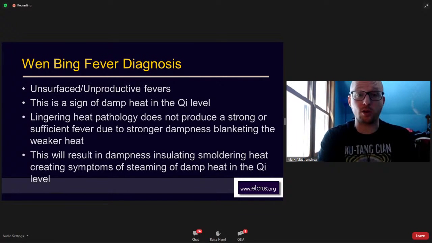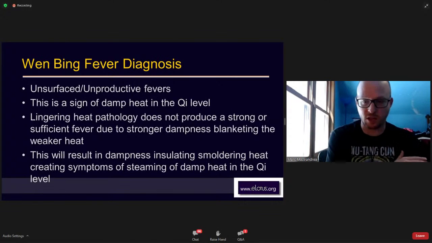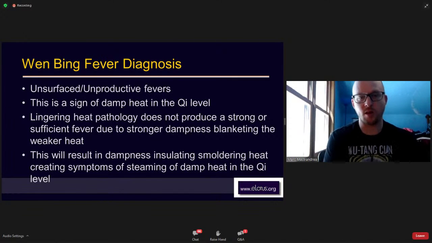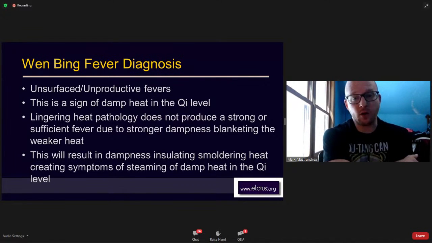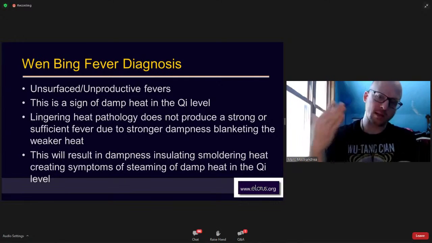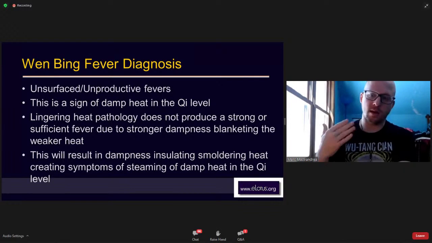A fever that's unsurfaced, right? That's sitting just under the skin. You can feel like the skin just under the skin is hot when you press, right? Or it's not a very strong fever, it's very weak. This could also be accompanied by oily sweat, right? This is this dampness in the Qi level, right? It's holding things down so you can't get the heat out.